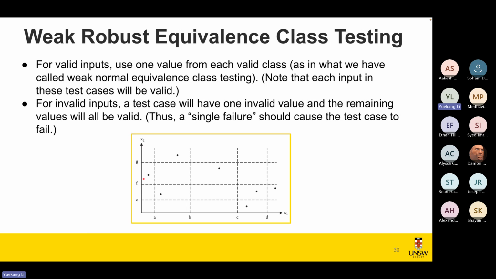And the correct one is like this. Only one value is allowed to be invalid each time. For example, for this one, x2 is invalid, then x1 is valid. For this one, x1 is invalid, but x2 remains valid. So this is one of the correct solutions here. Of course, we can also put this point here, but only one value is allowed to be invalid.